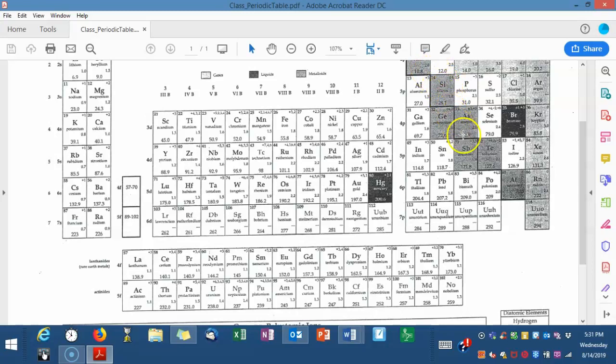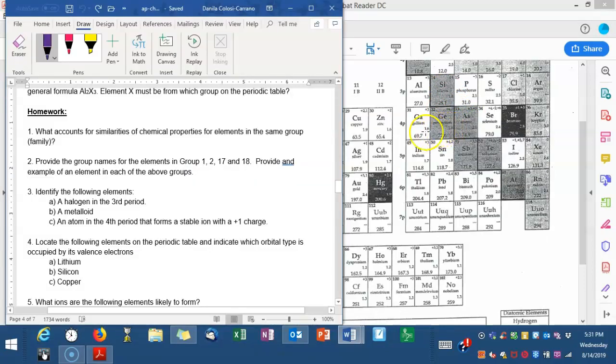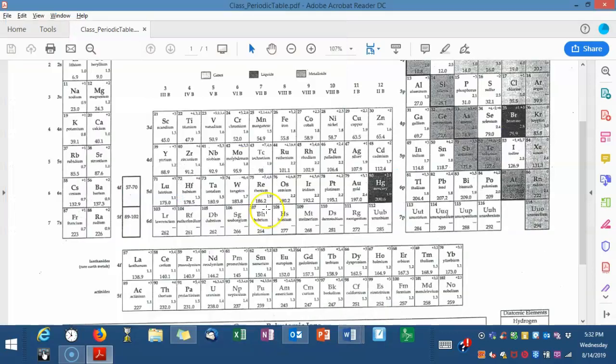Right? Because those, like those, right? This little ladder thing is your metalloid. You know this from last year. An atom in the fourth period that forms a stable ion with a charge +1. And that has to be potassium.